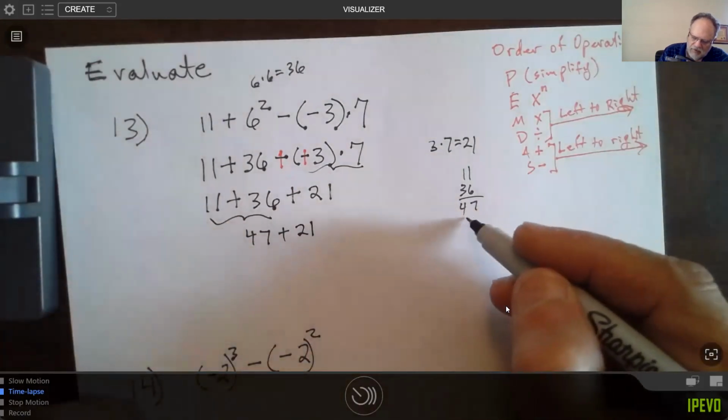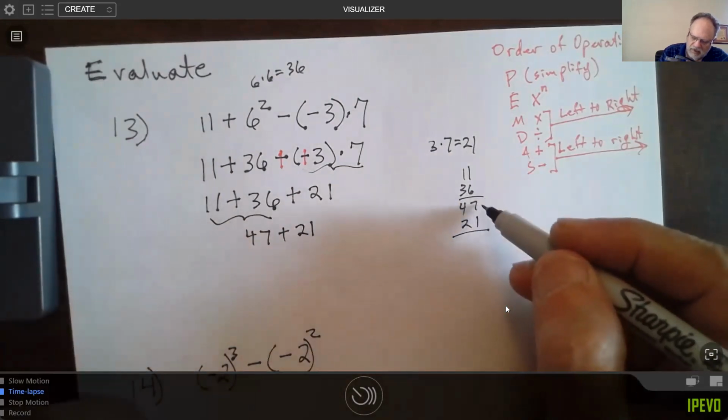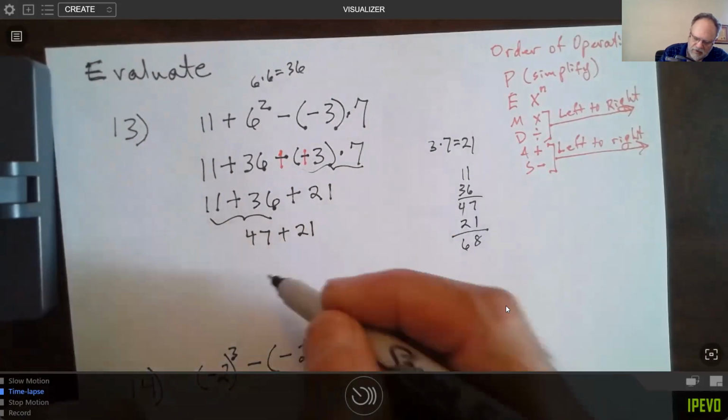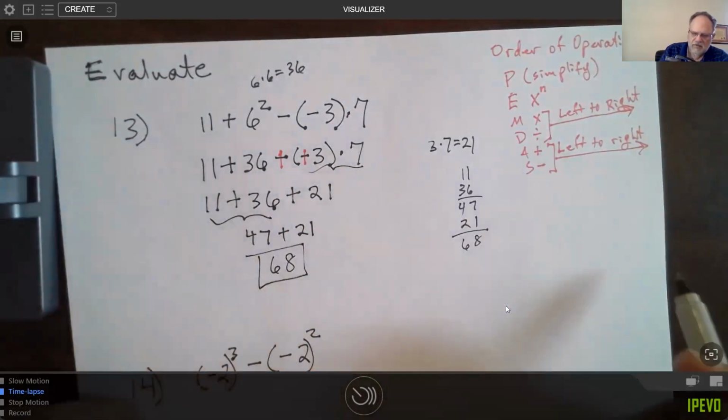So 47 plus 21, since they're both positive, we're still adding. 7 and 1 is 8. 4 and 2 is 6. So 68 is our answer.